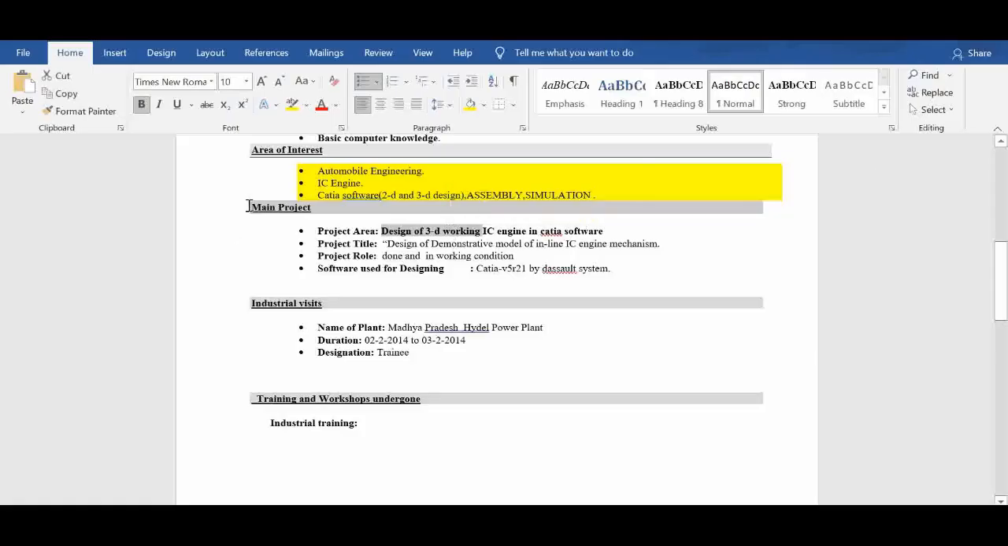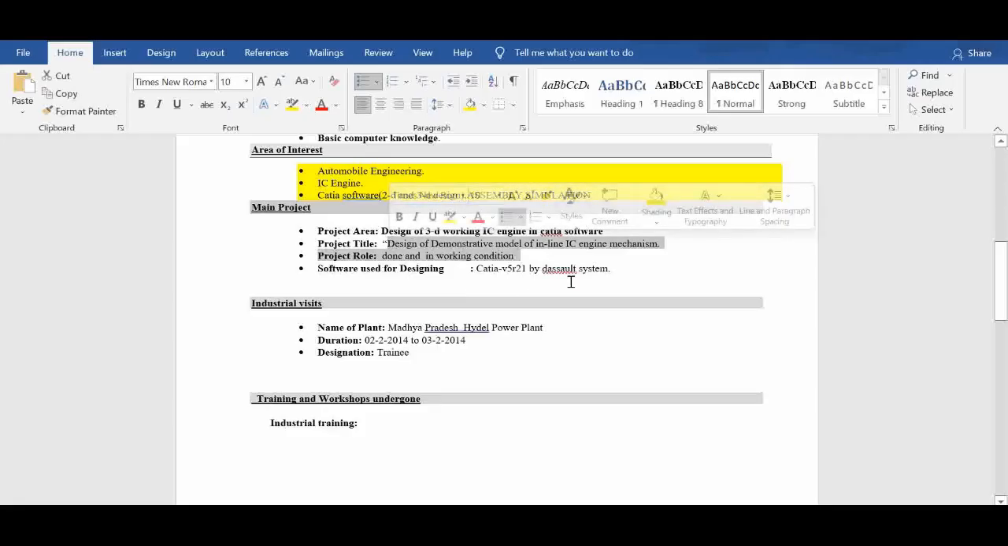Now main project, when you are mentioning main projects, it has to be something which is important because the interviewer will be asking you about this project. And if you don't have anything to say and you just mention general things, that yes, we designed it on the software, demonstrated model of an IC engine or something, working done and in working condition. This is not at all required to be mentioned.